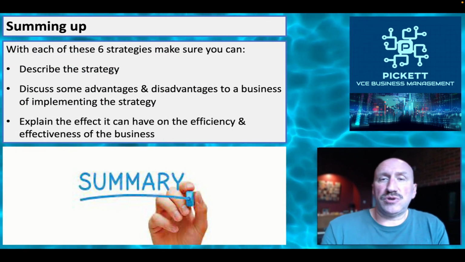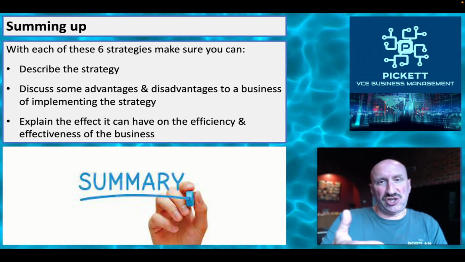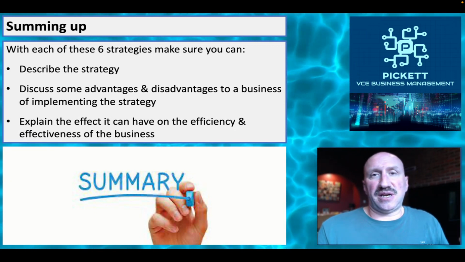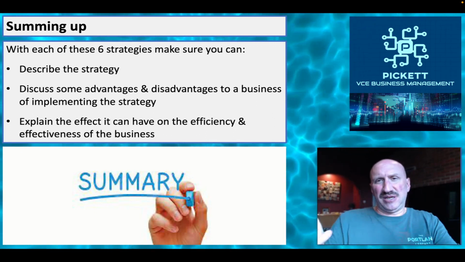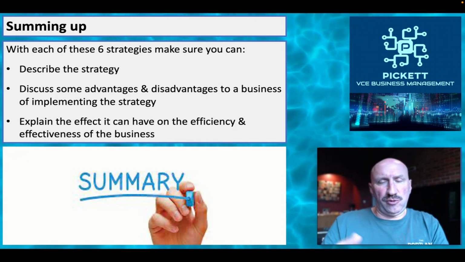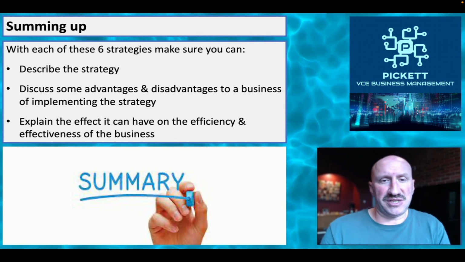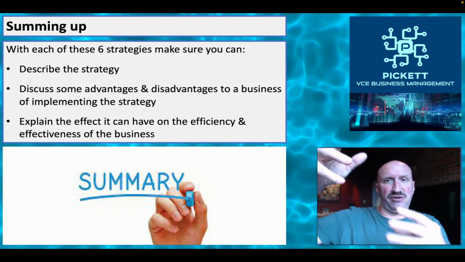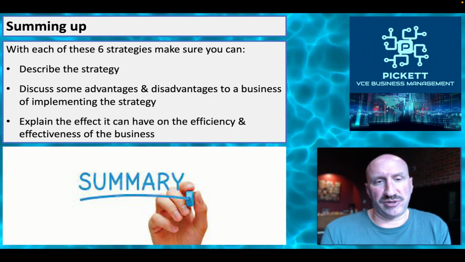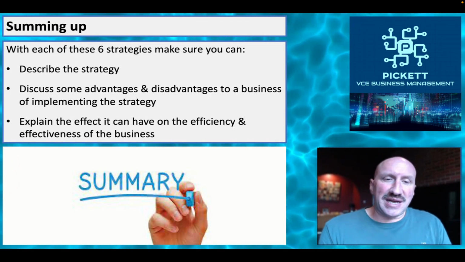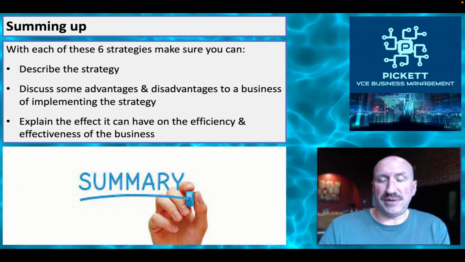Just summing up, what do we now need to be able to do? With each of those 6 strategies, you now need to be able to describe the strategy. We had a description of each of them. Discuss some advantages and disadvantages. Remember, when you're creating your notes for this, maybe bring some of them together. Do this in a way that's best for you. There's a lot of repetitiveness across the advantages and disadvantages through those 6 strategies. So it's not 6 distinct lists, because so many of those are common across multiples. And then finally, explain the effect that it can have on the efficiency and the effectiveness of the business.